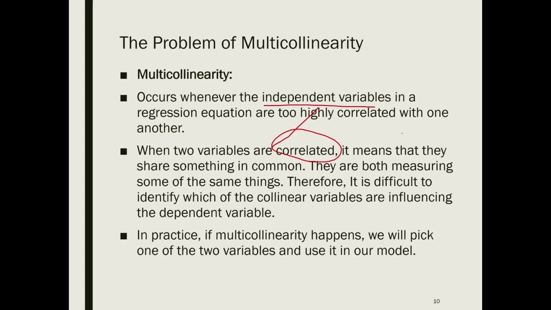It will mess up the data analysis process, and also it will make it difficult to identify which of the variables are influencing the dependent variable, because they are all sort of measuring similar things. Okay, so in practice, what happens here is that if it's happening, then we just pick one of the two variables and use it in our model.